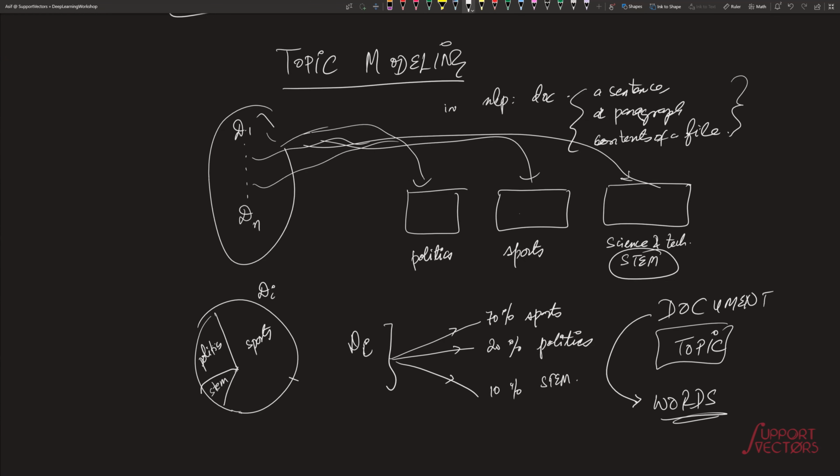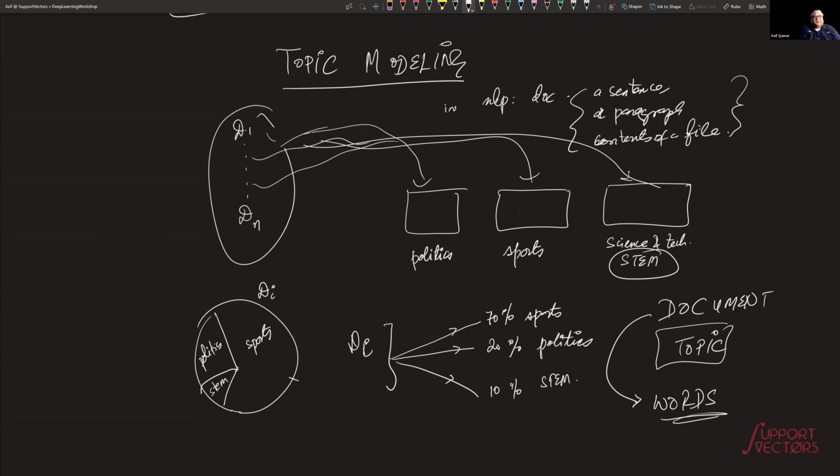So let us have this framework of thinking in our mind. Once we have this, we can make progress. So, so far so good. Are we together, guys? Any questions? So a document can have multiple topics, right? Yes, a document can be associated with different topics to different degrees. That's a statement I'm making.